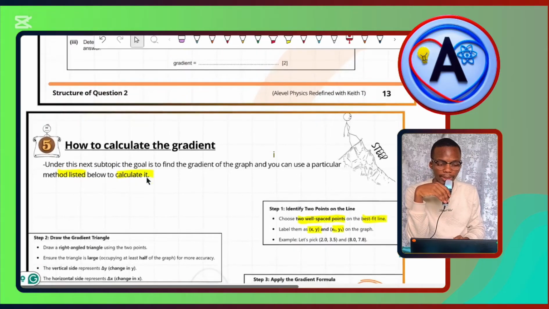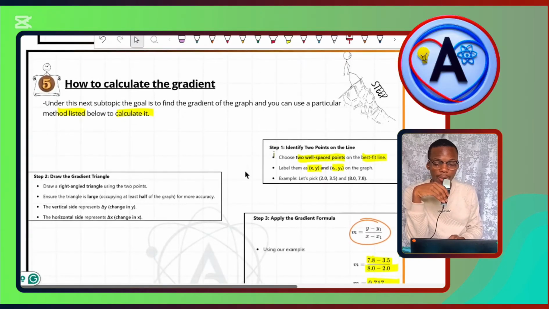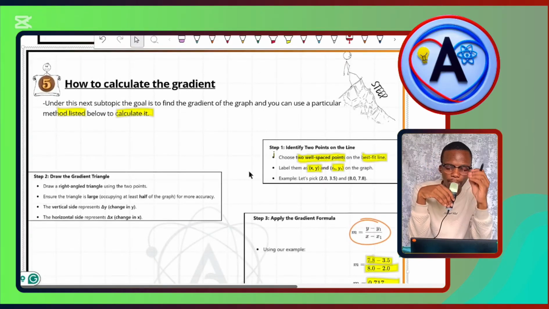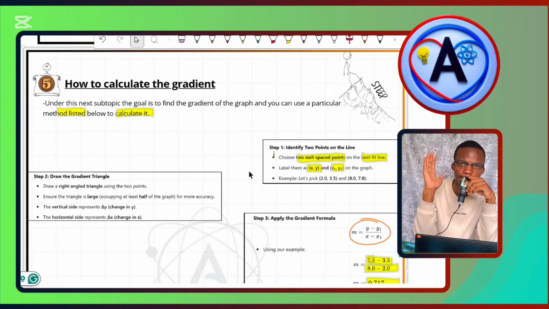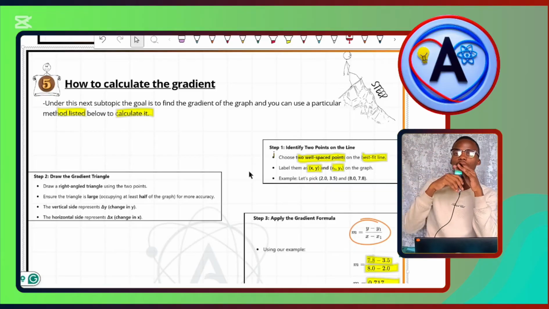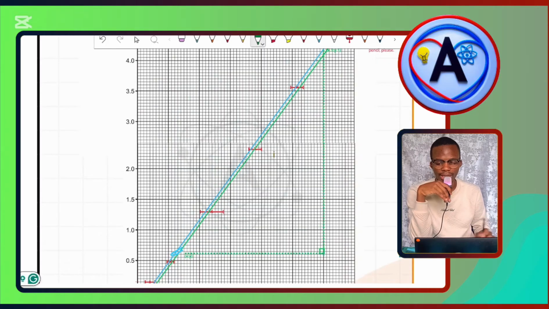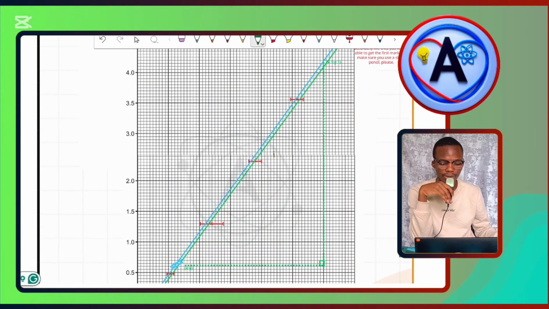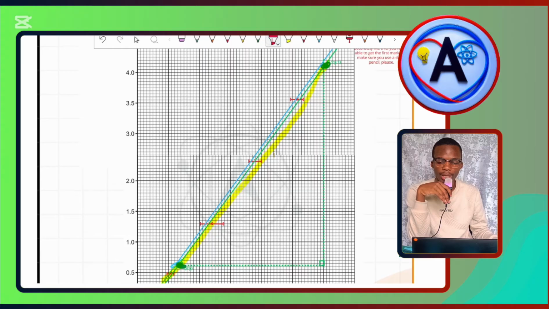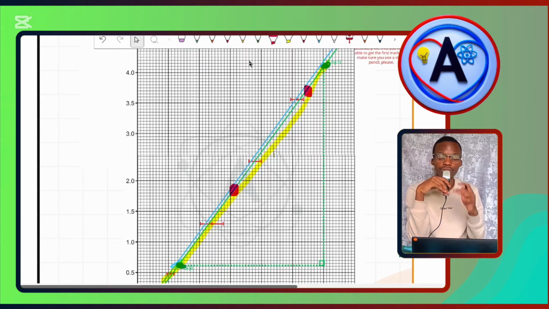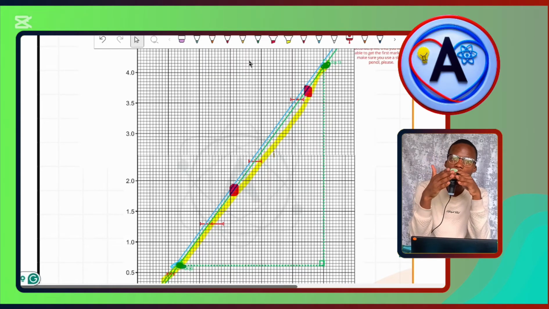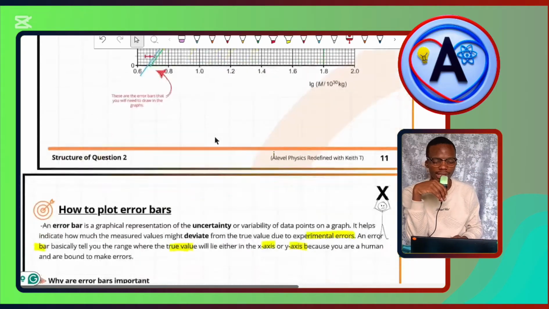So under this subtopic, the goal is to find the gradient. Our method is we choose two well-spaced points on the line of best fit. Now, the marking schemes require us to have 2 points that are further apart, more than half of the graph itself. What do I mean by this? If I look at this scenario, I chose this point over here, and I chose this point over there. These points are very far apart. What they don't want is you choosing a point here and a point over there. They want you to have points that occupy almost half of the entire graph itself.